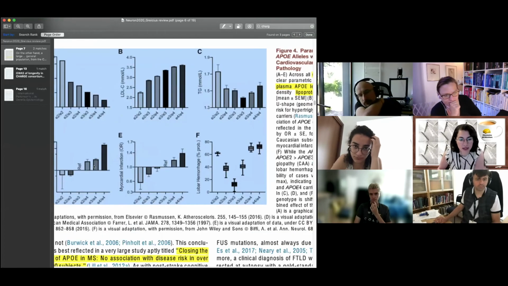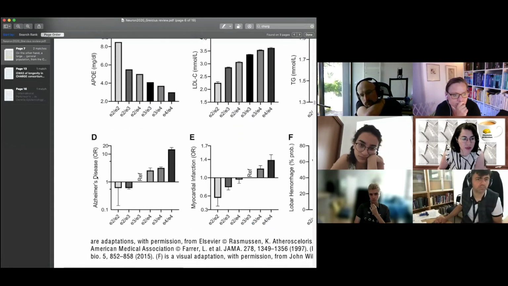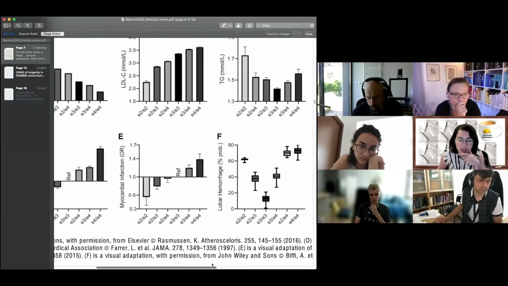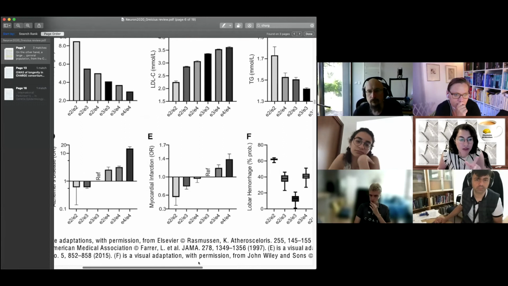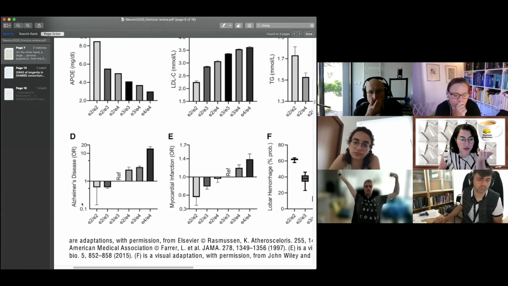Yeah, here there are the plots of the correlation, and it seems, for example, the odds ratio with Alzheimer's disease, and it seems that the APOE2 variant is resilient to diseases, so protective somehow. But not for all, because in the lobar hemorrhage, it seems also correlated to this dysfunction. So yes, there is this.